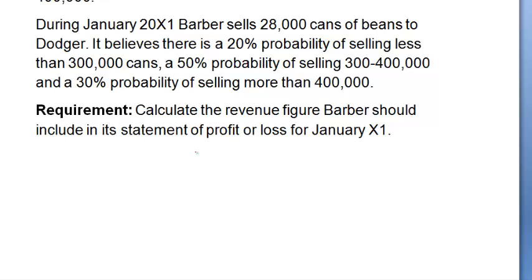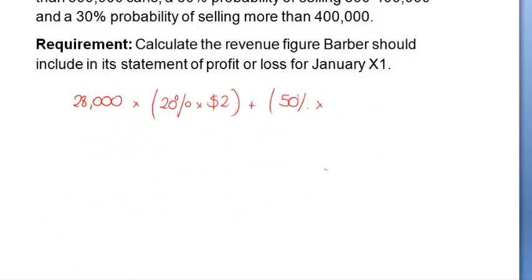So what have we got here? We've sold 28,000 beans, and there's a 20% chance of selling less than 300,000, so there's a 20% chance of receiving $2. There's a 50% chance of selling 300 to 400,000. So that's a price of $1.80. And there's a 30% probability of it being $1.50.